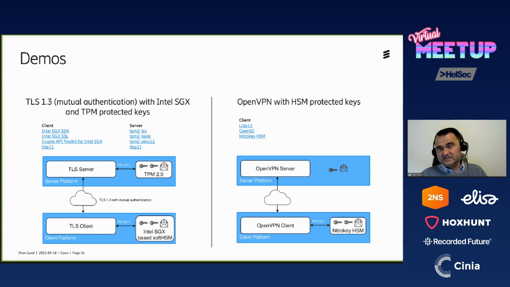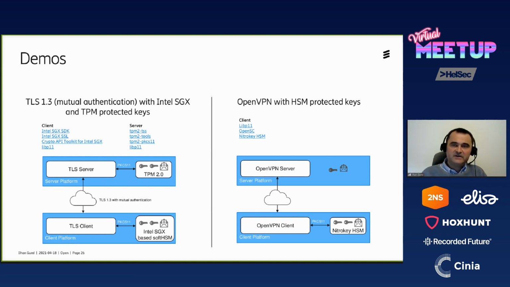And on the OpenVPN side, I'm protecting the OpenVPN client by using a NitroKey HSM to protect the private key. In that case, I'm using ECDSA key pairs. On the server side, which is running on the cloud, I'm not using anything special; it's just basic, and the keys are on the file system as is.